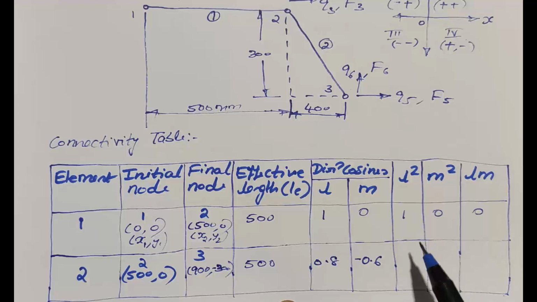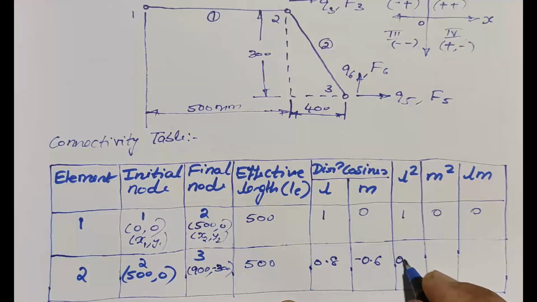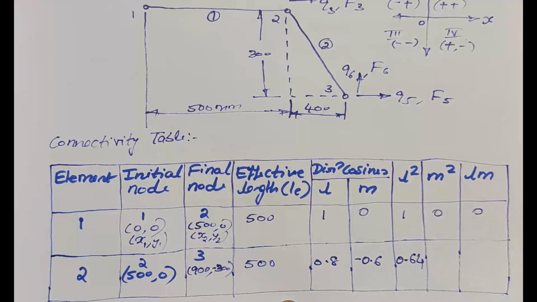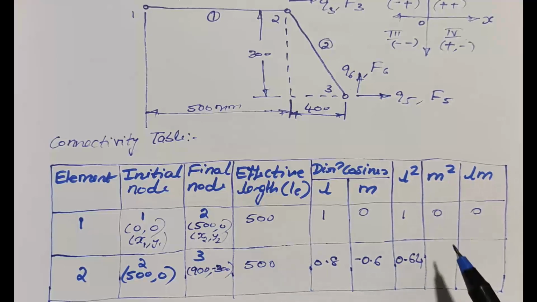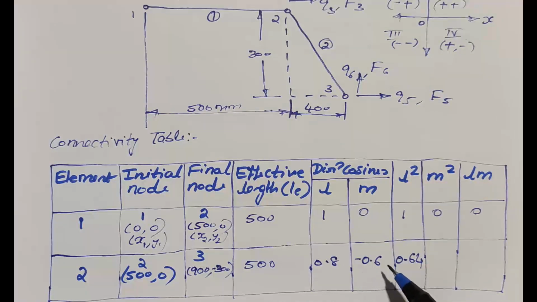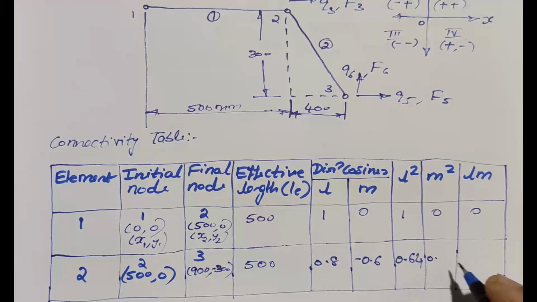Next, L square. It is 0.8 square. It is 0.64. M square, minus 0.6 square. It is 0.36. L into M, 0.8 into minus 0.6, it is minus 0.48.